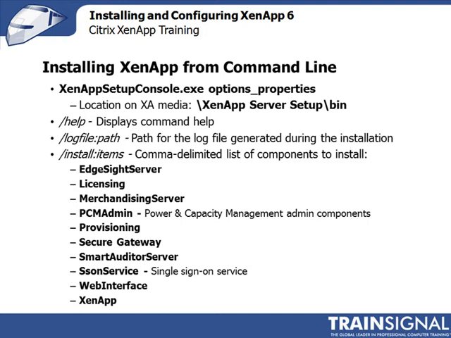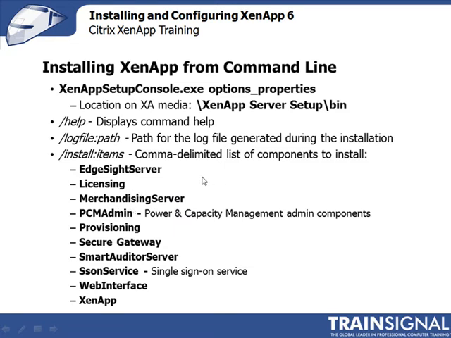Once you have that, you'll be able to run the command XenAppServerSetupConsole.exe, and you'll be able to specify options and optional properties, of course. So for starters, if you do a /help, it's going to display commands and help. /logfile:path, obviously, lets you specify the path where the log file is going to be generated during the installation. And then /install:items basically specifies which items you're going to install, right? So if you specify Edge Site Server, you're obviously installing the Edge Site Server, licensing, merchandising server, etc.